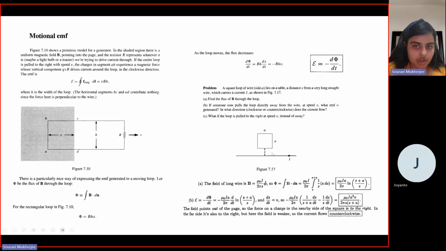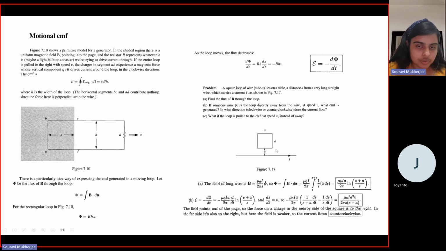But because the field here is different from the field here, that results in a net current, which is counterclockwise. What will be more interesting to understand is that there are easier ways of understanding the directions of induced current from the fact that there's this minus sign here. What this minus sign is telling us is that if there is a change in flux, then the induced EMF is such that it tries to nullify the change.